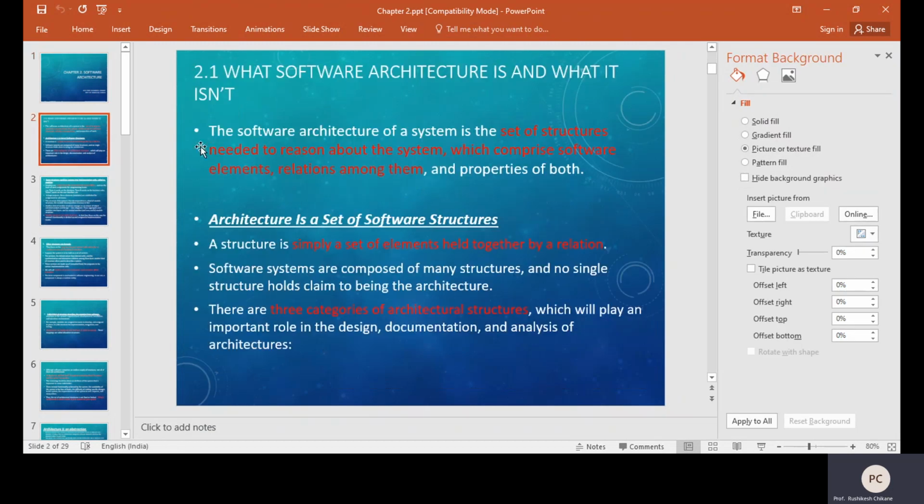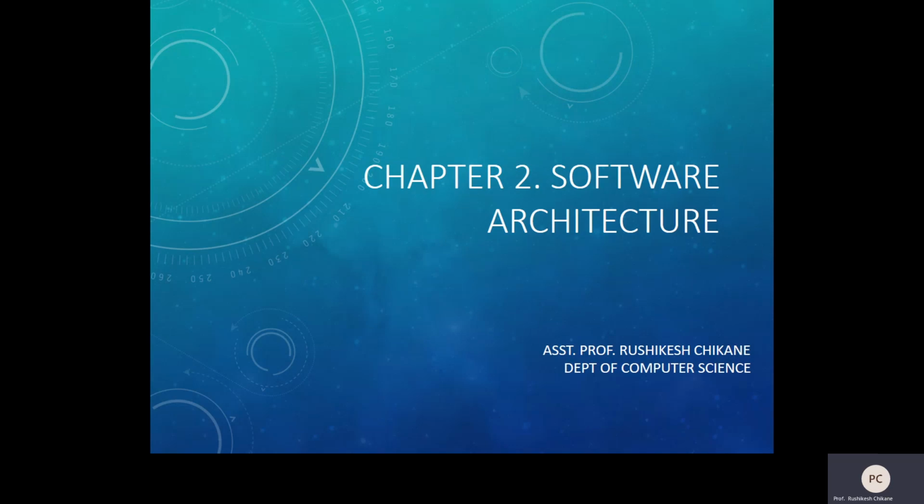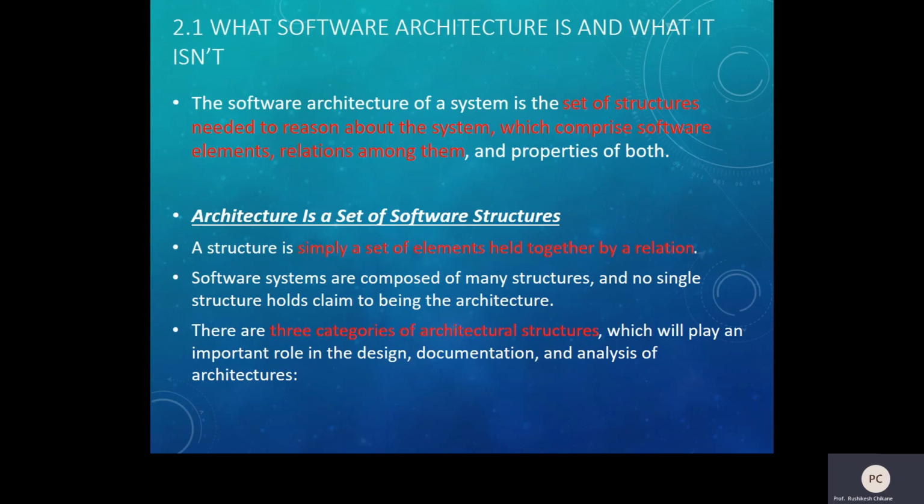So first is, what is a software architecture and what it is not. As we know, it is a set of structures needed to reason about the system, which comprise the software elements, the relationships among them, and the properties of both.